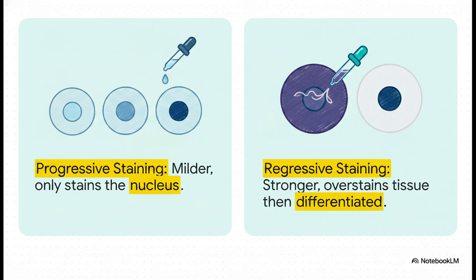Alternatively, we use regressive staining, like with Harris hematoxylin. This is a much stronger approach, where we deliberately overstain everything and then use a dilute acid to wash it back, or differentiate it, until we achieve that perfect, crisp, nuclear contrast.